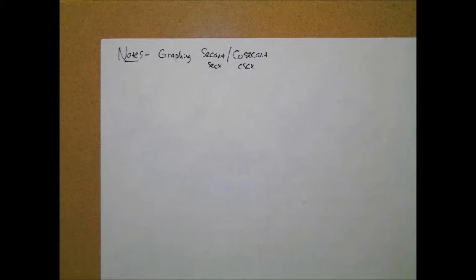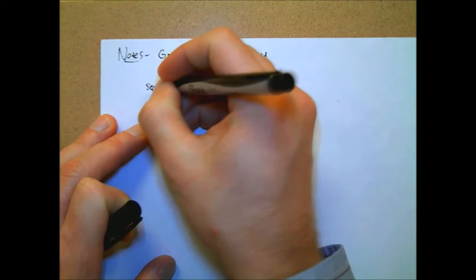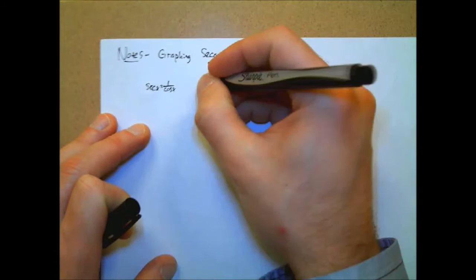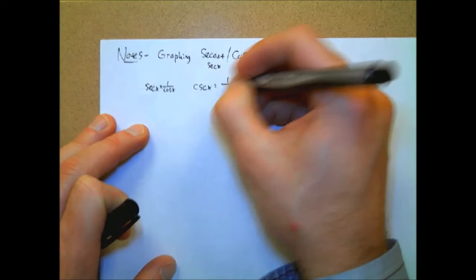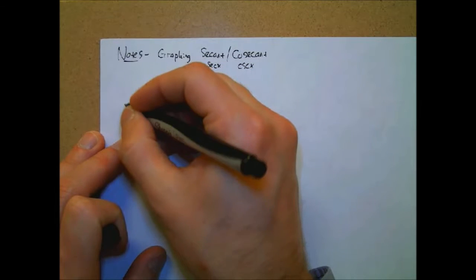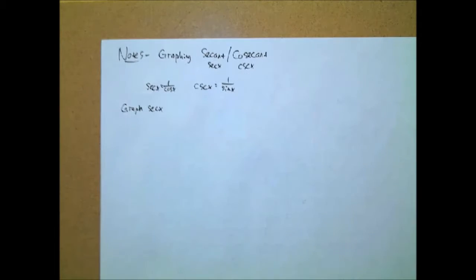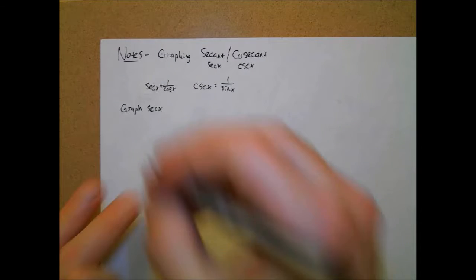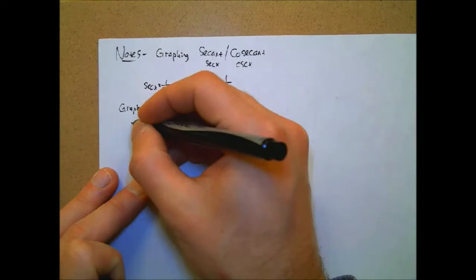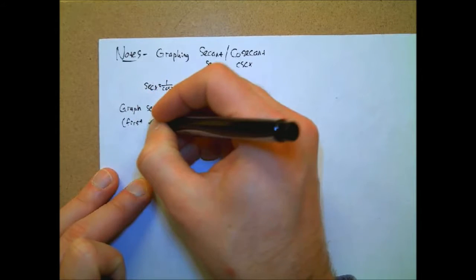So like I said, it's going to be important that we remember here that secant of x is 1 over the cosine of x, and that cosecant of x is 1 over the sine of x, like that. Okay, so let's just pick at random here, and we'll just do, let's graph secant of x. Okay, we'll graph that. So before we go to graph that, though, what we'll do is graph cosine of x.